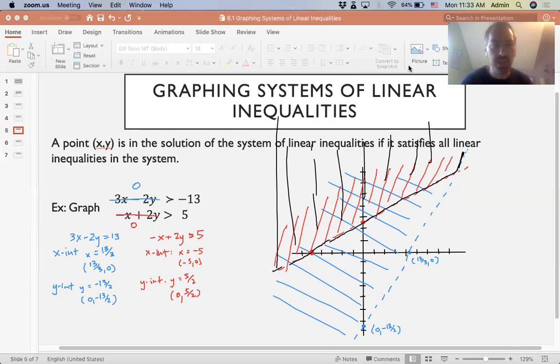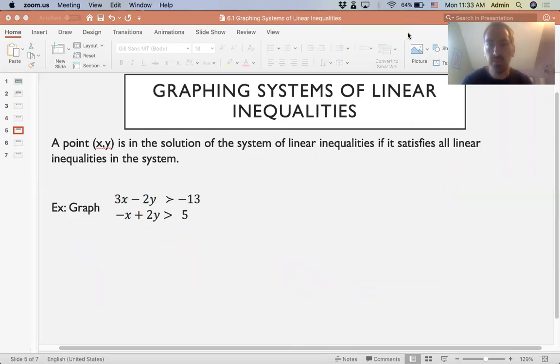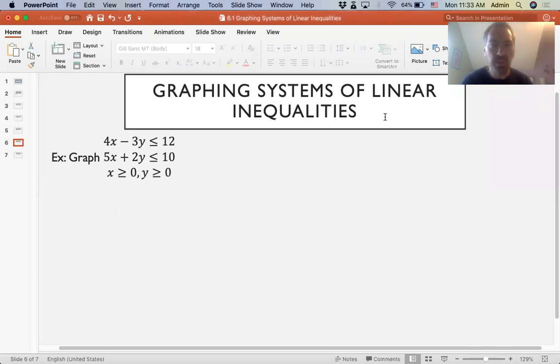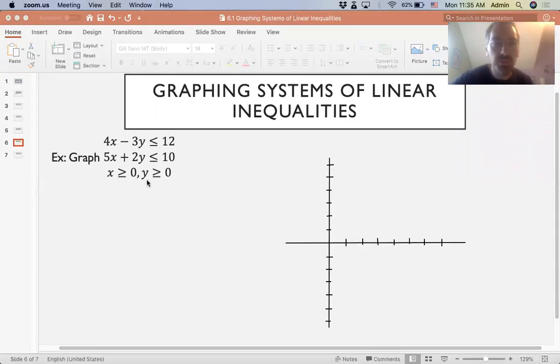Okay, I've got another example that we can look at. This one, graph 4x minus 3y less than or equal to 12, and also graph 5x plus 2y less than or equal to 10. And then we have two more linear inequalities, x greater than or equal to 0, y greater than or equal to 0.